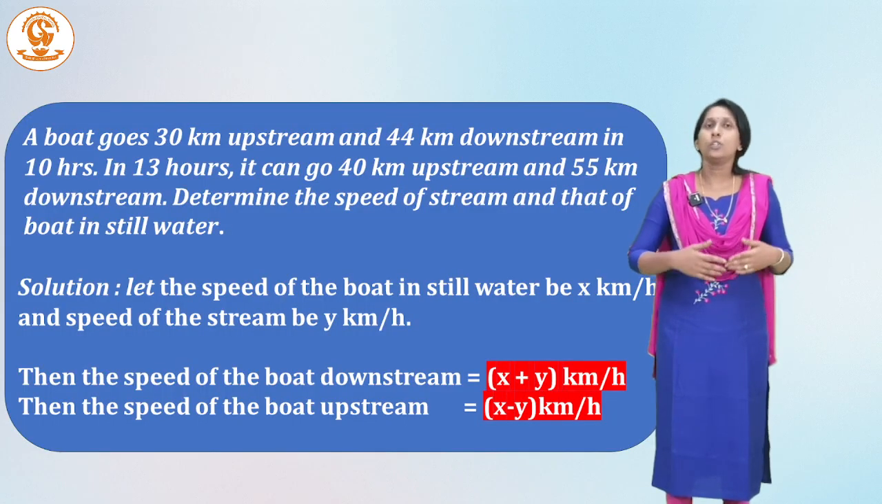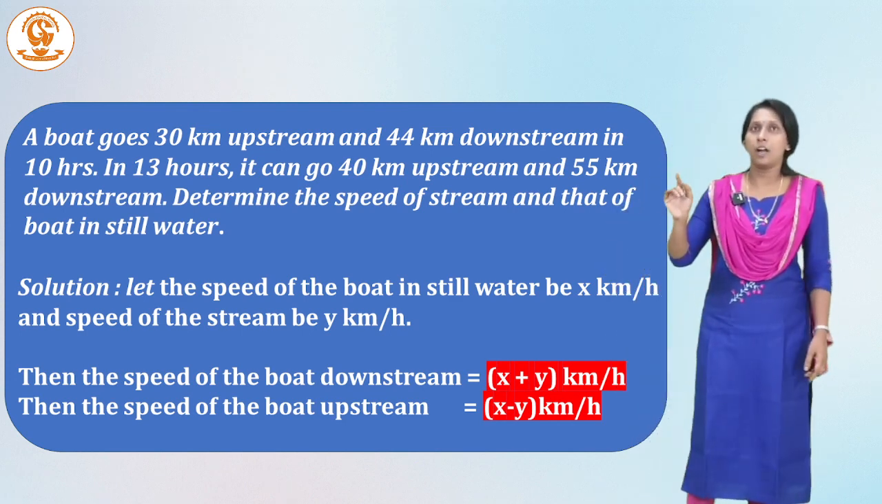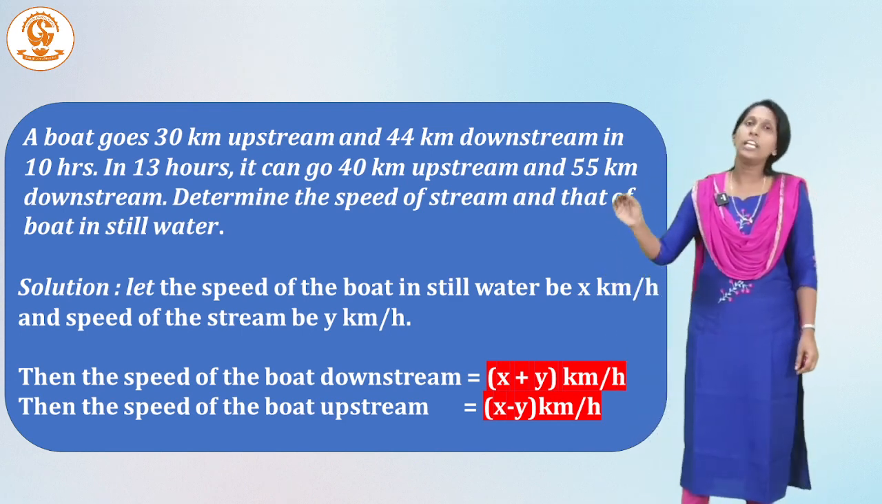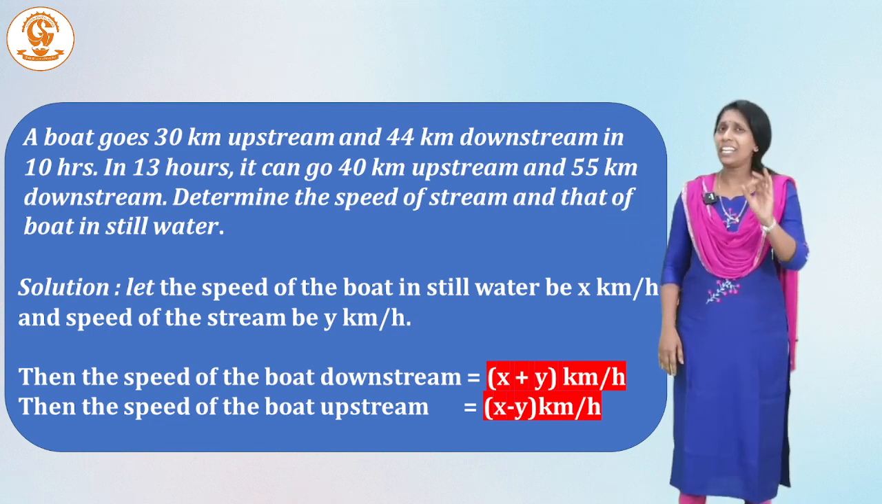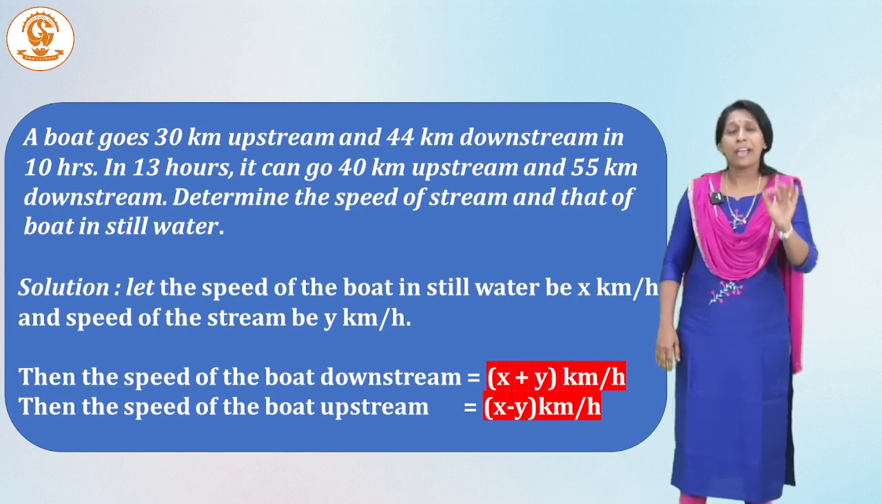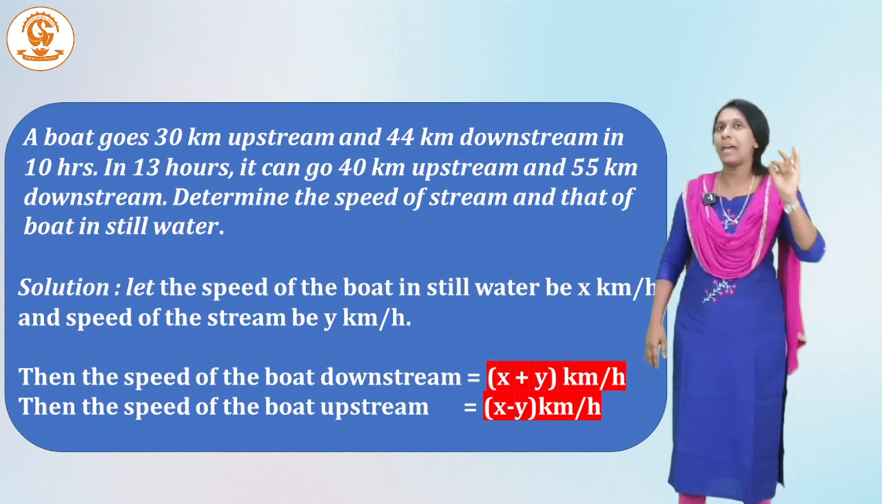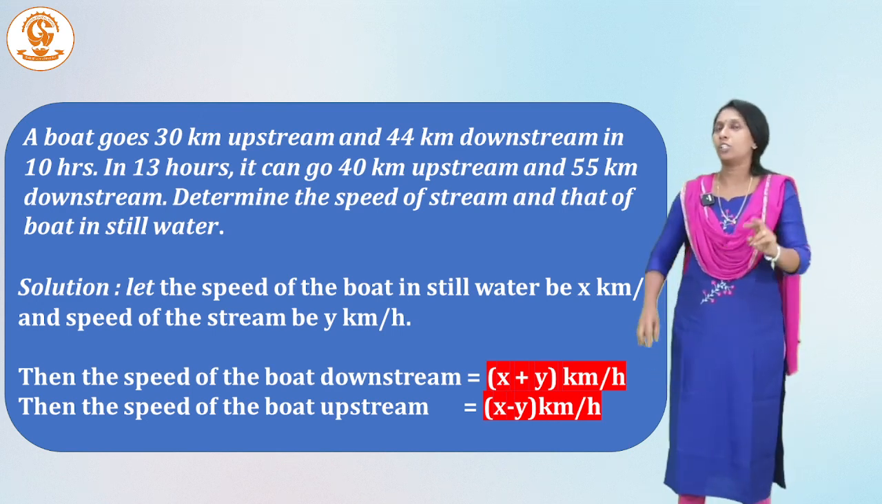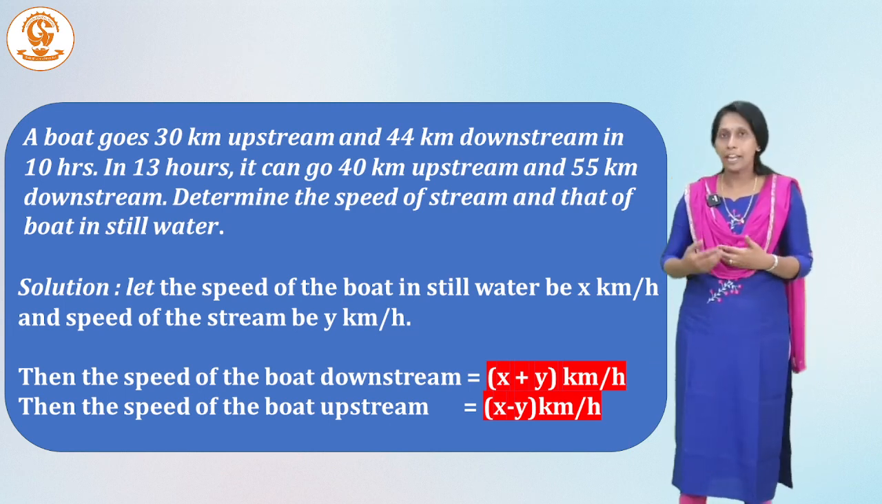What was our question? A boat goes 30 kilometer upstream and 44 kilometer downstream in 10 hours, and it can go 40 kilometer upstream and 55 kilometer downstream in 13 hours. Determine the speed of the stream and that of the boat in still water. So we can start our answer from that point.